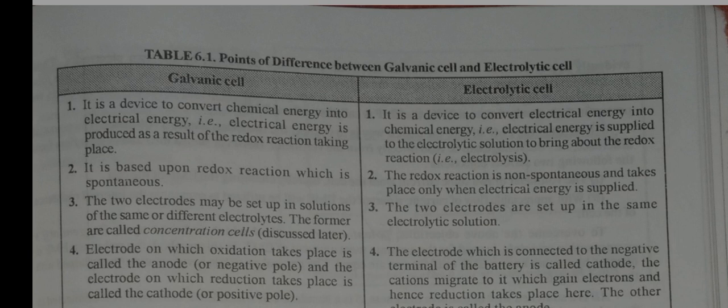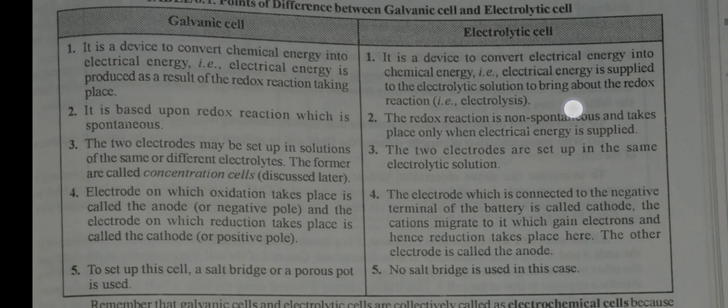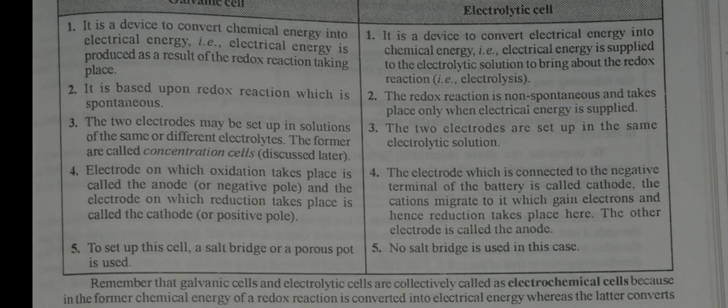Third, in a galvanic cell, the two electrodes may be set up in solutions of the same or different electrolytes. The former are called concentration cells, whereas in an electrolytic cell, the two electrodes are set up in the same electrolytic solution. Fourth, in a galvanic cell, the electrode on which oxidation takes place is called the anode or negative pole, and the electrode on which reduction takes place is called the cathode or positive pole. Whereas in an electrolytic cell, the electrode connected to the negative terminal of the battery is called the cathode. The cations migrate to it and gain electrons, and hence reduction takes place here. The other electrode is called the anode.